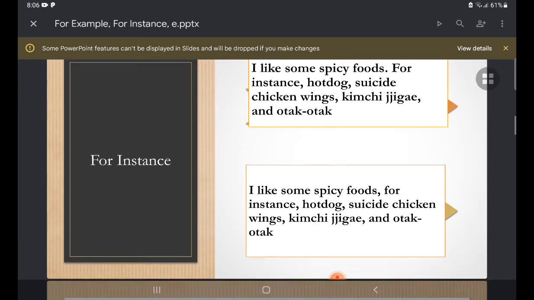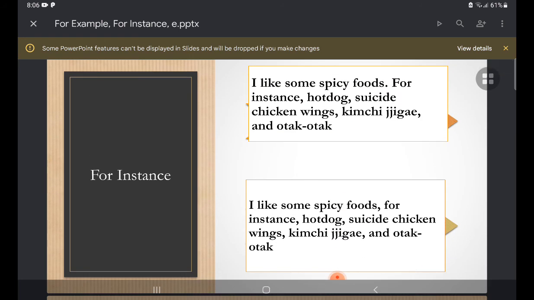Next, for instance has the same meaning as for example, just mentioning some things that we are going to mention, like things, animals, and etc. Okay, for instance, here are the rules. It seems like the first one: for instance is just divided into two sentences, using a point and a comma. For example, I like some spicy food, for instance, chicken wings, kimchi jjigae, and otak-otak.